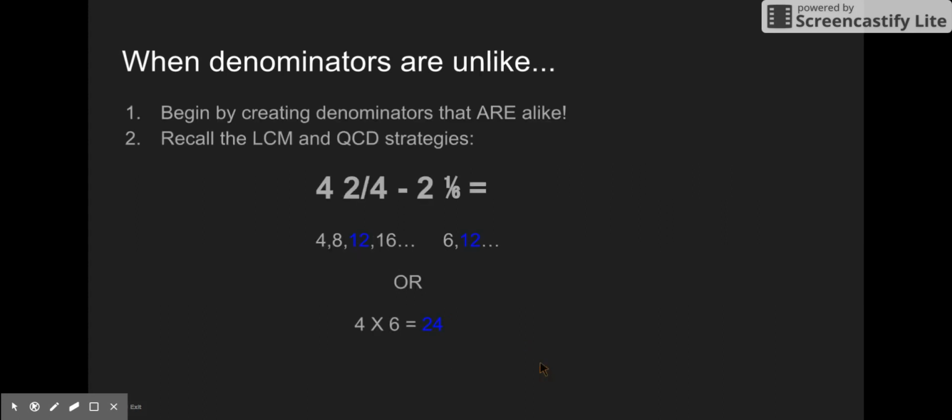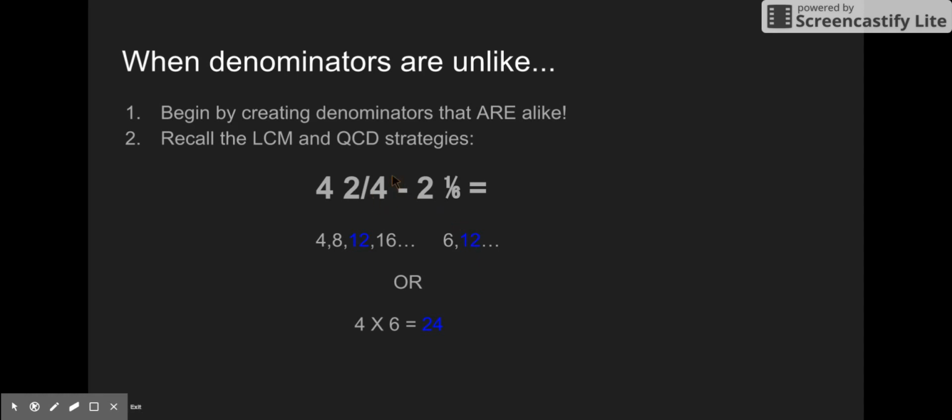When denominators are unlike, begin by creating denominators that are alike. Recall the LCM, least common multiple, and QCD strategies from our previous lesson. Fourths and sixths, unlike denominators. If I count by 4s, 4, 8, 12, 16, and count by 6s, 6, 12, I land on 12 as the first number 4 and 6 share or have in common. That 12 can become the common denominator.